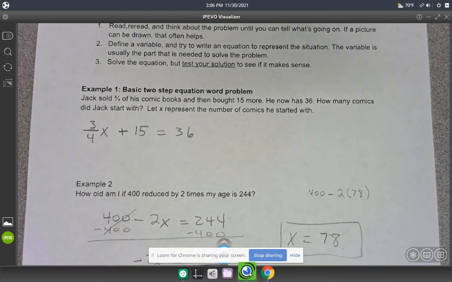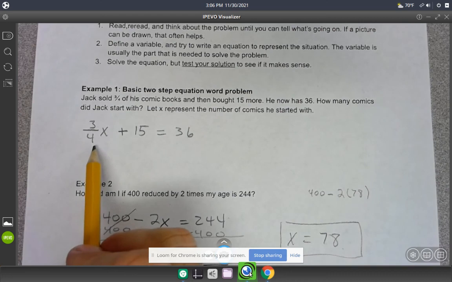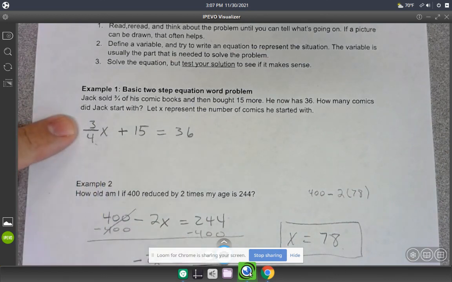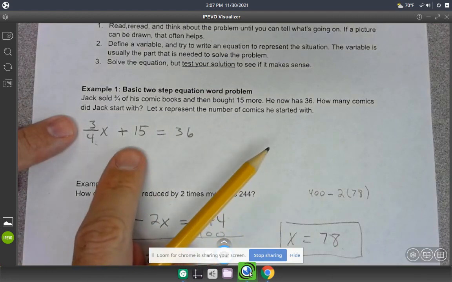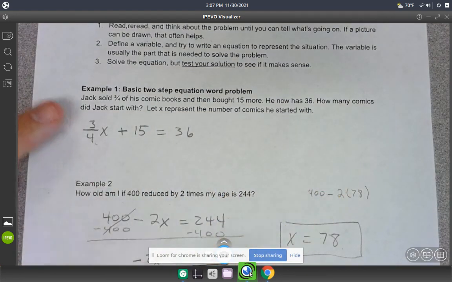But actually, this is not going to give us the right answer, because this 3/4 x is supposed to represent how many comic books he has. He sold 3/4 of the comic books, so he doesn't have 3/4 of them. He actually only has 1/4 of the comic books. So this one's a tricky question, misleading. You would go through solving it, but by the time you got to the end and checked your answer, you would have seen that it didn't make sense.